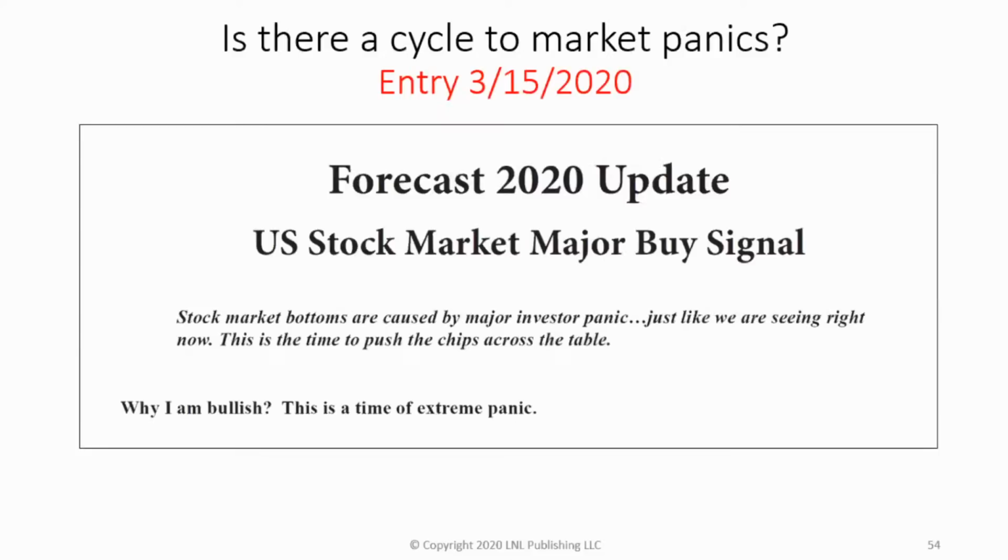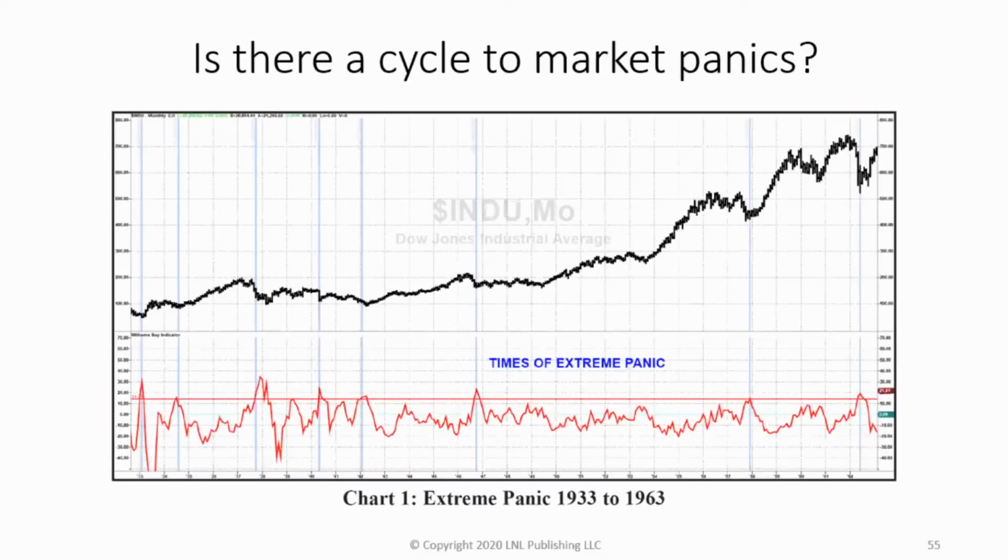What's most intriguing to me: on March 15th, we sent out a special major stock market buy signal. I got bullish because it was a time of extreme panic. I have a panic indicator and it got way into the buy. People were crazy. We were out of panic. And here's the panic indicator.